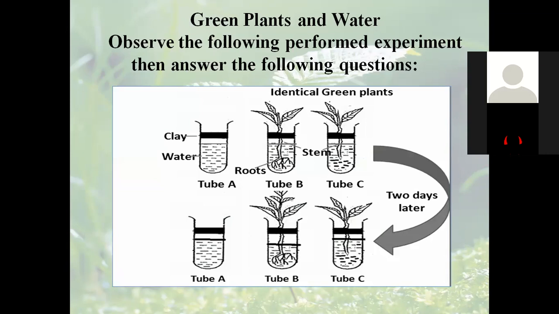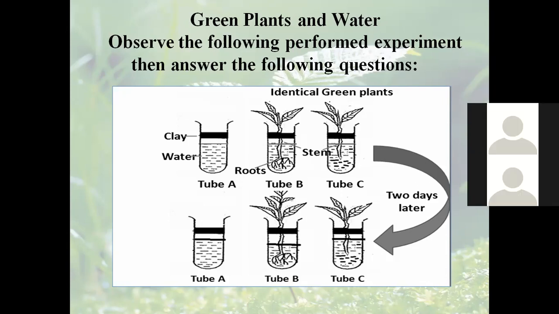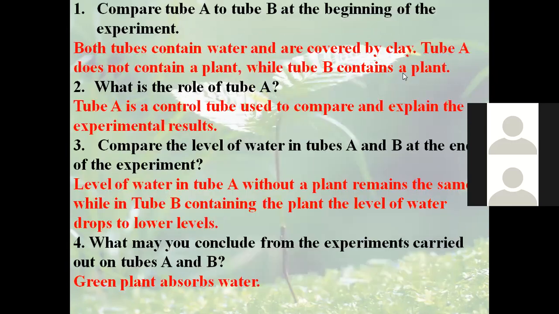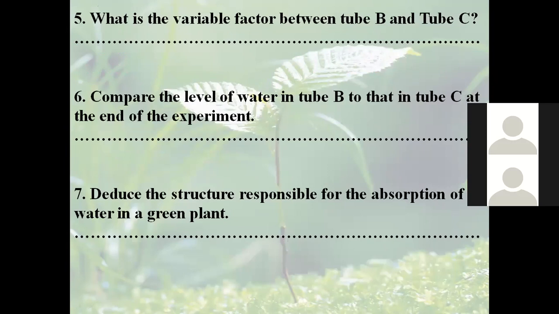In tube B, the plant has its roots and was put in water. What happened to the level of water? It decreased, it drops lower. While in tube C, containing no roots, only the stem, the amount of water stayed the same. It remains the same. It doesn't decrease, neither increase. So very good, here we solve part 6, compare the level of water.